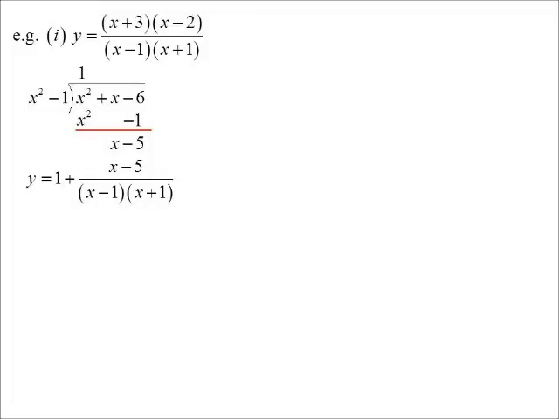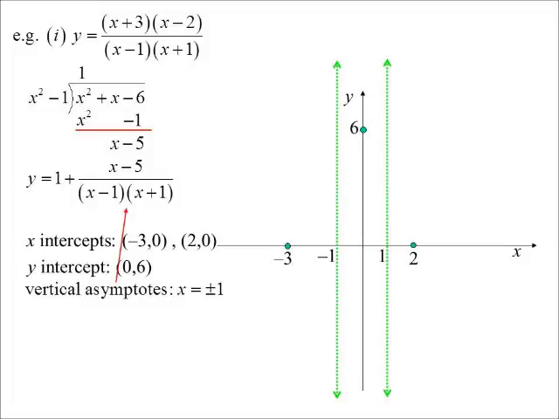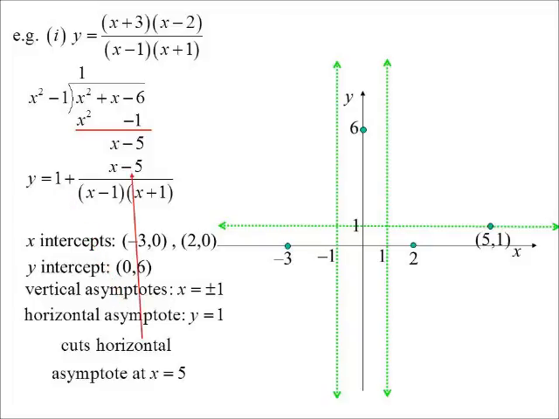X-intercepts, well, I'll go to the original equation for that. X-intercepts will be minus 3 and 2. Plot those in. Y-intercept is 6. Plot that in. Vertical asymptotes are plus or minus 1. I'll draw those. Horizontal asymptote at 1. Draw that in. Now, it is possible for the top of that fraction to equal 0. So at 5, it will cut that horizontal asymptote.